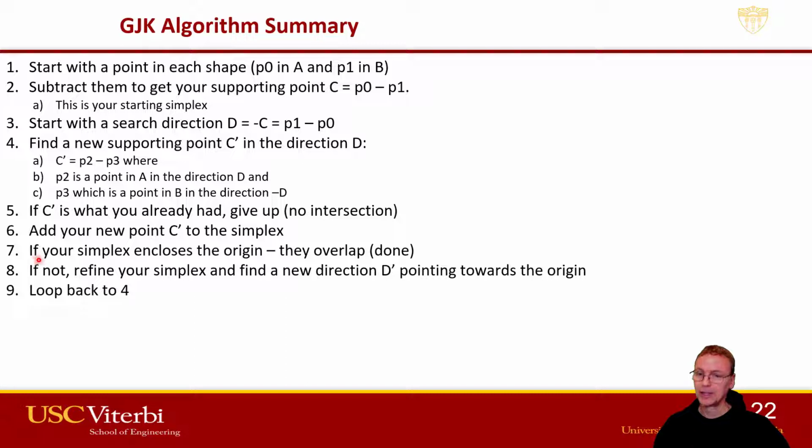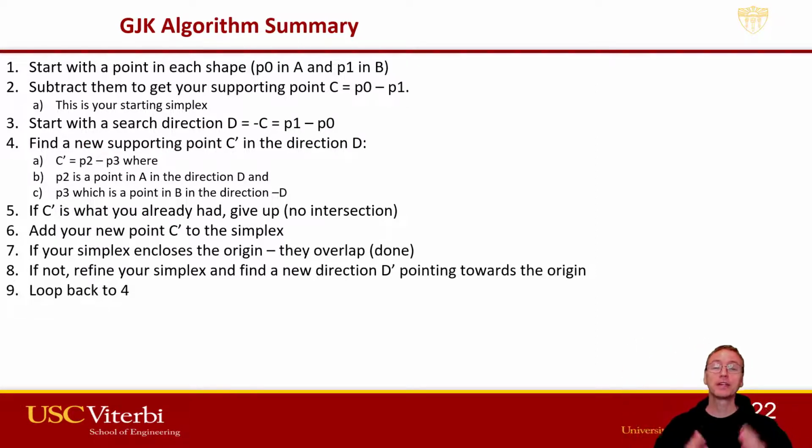We will next ask, does the simplex enclose the origin? If the simplex encloses the origin, we're done. They do overlap. If they do not enclose the origin, then we refine the simplex, which is we ask, do we need to keep both of these points? Do we throw out one of the points? Give me a new search direction towards the origin, and we'll call that D prime, a new search direction, and we'll loop back up to part 4 to find a new supporting point.